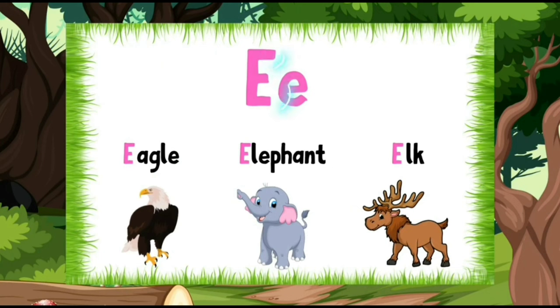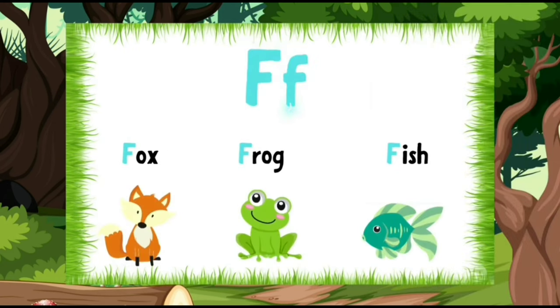E. E is for eagle. Elephant. Elk. F. F is for fox. Frog. Fish.